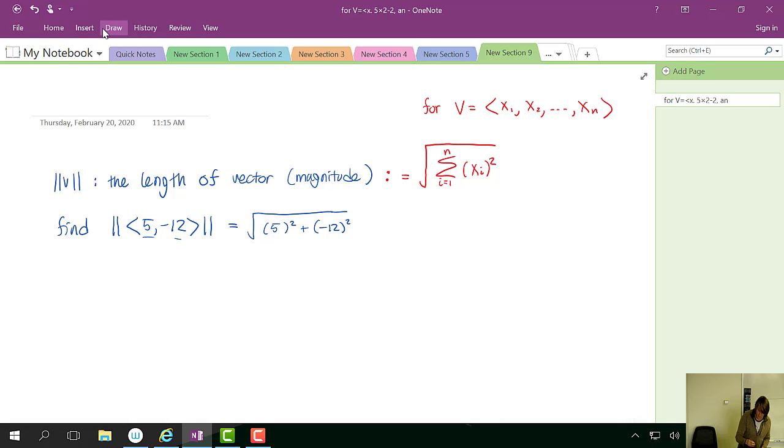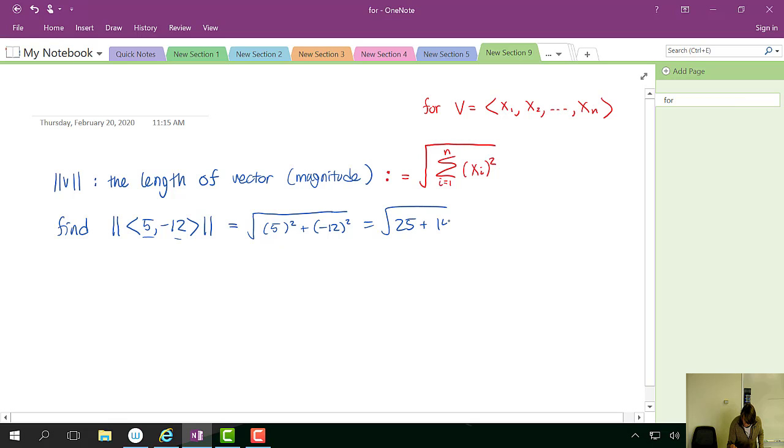So in our case, that'll be the square root of what? 25 plus 144, which is the square root of 169, which is equal to what? 13.